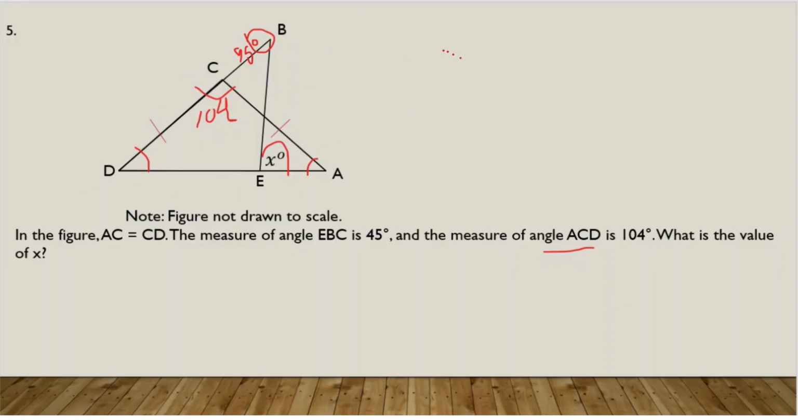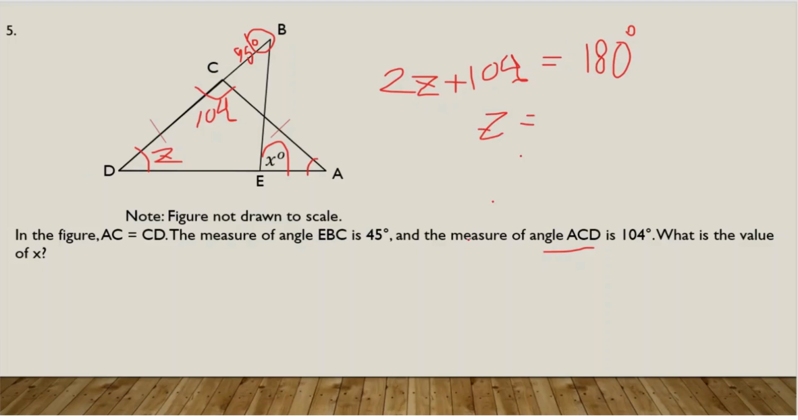So what can we write here? Let's put angle D as z, then angle A is also z. So we can write 2z plus 104 degrees equals 180 degrees. Why? Because the sum of all the angles of a triangle is 180 degrees, and ACD is a triangle. So from here we are going to find the value of z.